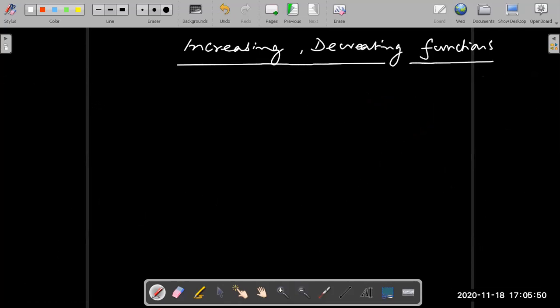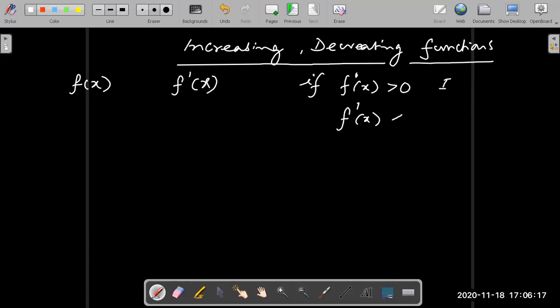So what is the meaning or definition of the thing? If we have a function f of x, you differentiate the function, f dash x. If f dash x is greater than 0 in a particular interval, then we call it increasing function. If f dash x is less than 0, then we call it decreasing function in an interval a to b.